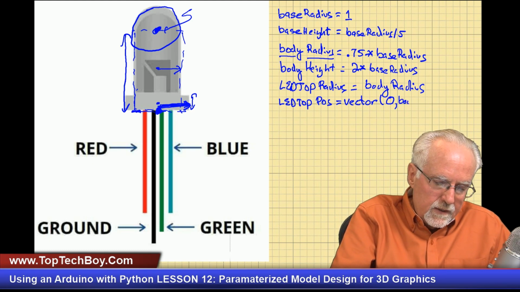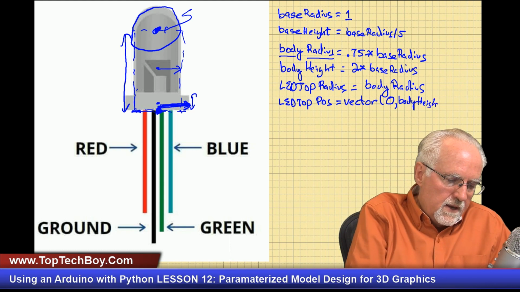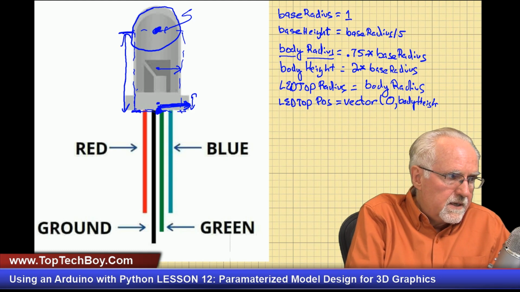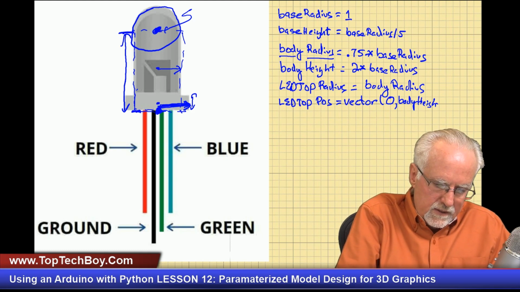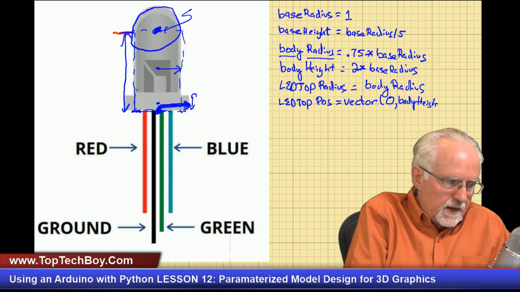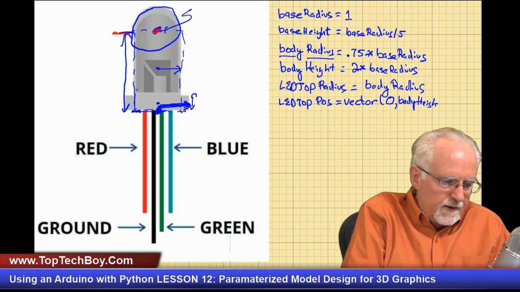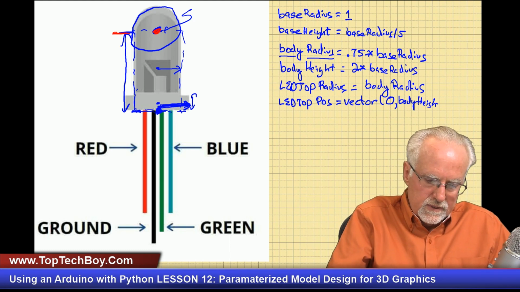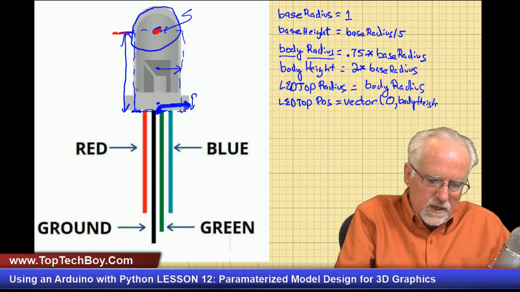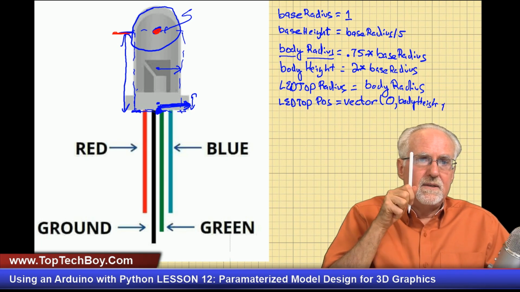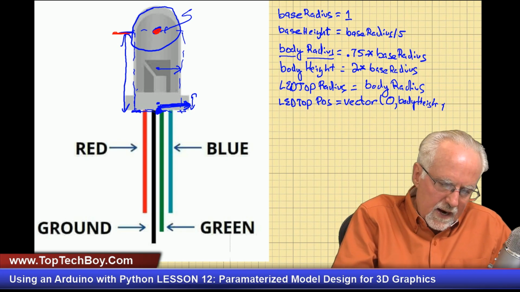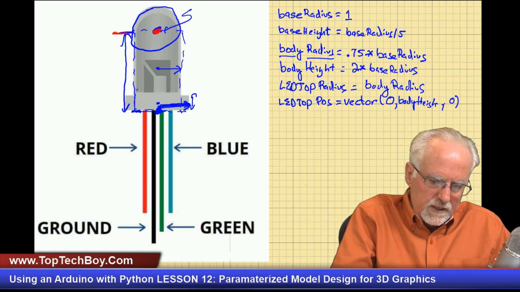Well, body height. If this is the height here, then this needs to intersect it right here. Did you see that? If this is the height right here, then that center position needs to be the same. So it's going to be body height. And then in Z, I'm not going to move it in or out, so in Z that's going to be 0.